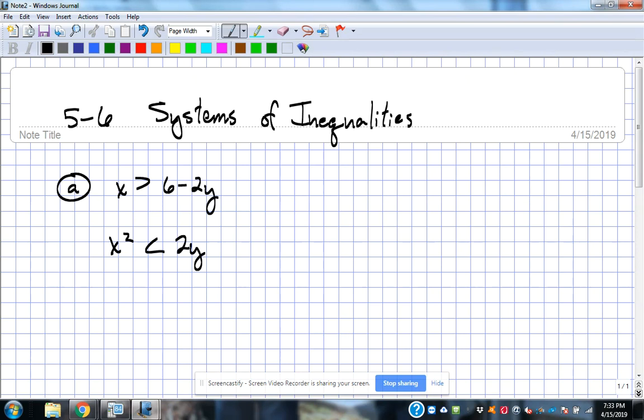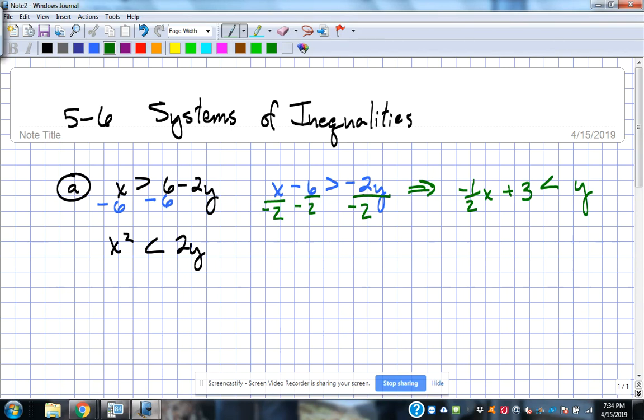So best thing to do is just get y by itself on all of them. Okay, so the first one, let's get y by itself. Subtract 6, so that'd be x minus 6 is greater than negative 2y, and then we would divide everybody by negative 2. And that's going to get us negative 1/2 x plus 3 is less than y. Don't forget the rule that if you divide or multiply by a negative with inequalities, that you have to flip that symbol. So that's why I flipped it around like that. Okay.